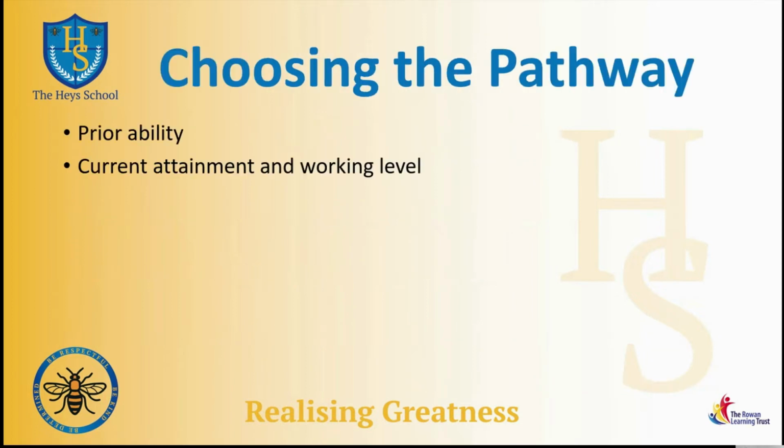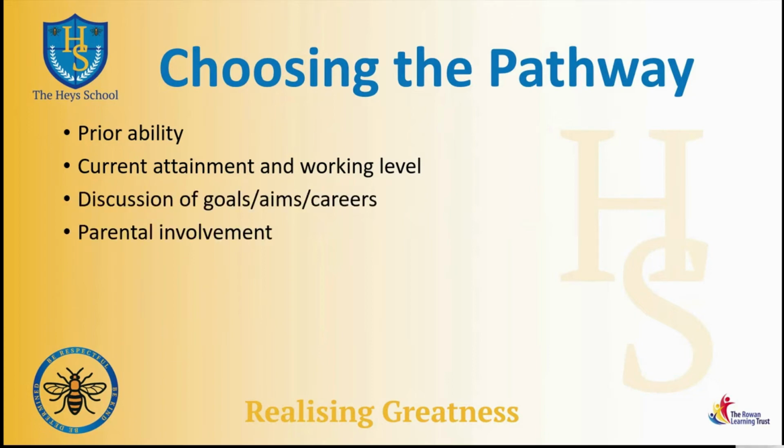In choosing your pathway, some things to consider. What is your prior ability in that subject? How are you currently attaining and what level are you working at? Consider in discussions with your parents what your goals are, what your aims are, what career you would like to go into. There is no necessity, for example, to take triple science in order to go into a medical profession. It may be that you want to choose triple science because of a love of the subject, but please do not believe that you have to choose this option in order to then take sciences at college.